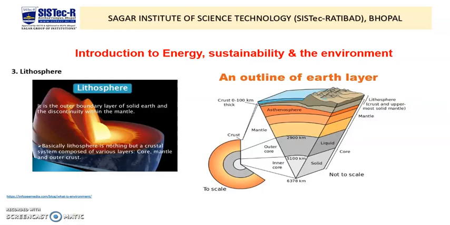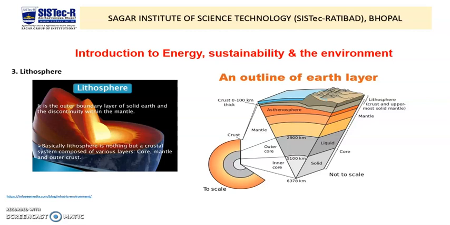Now, lithosphere. Lithosphere is the solid rock that covers the earth. It includes the crust and uppermost part of mantle. The mountains and sea floors are included in the lithosphere. There are 2 components of lithosphere. First is oceanic lithosphere.